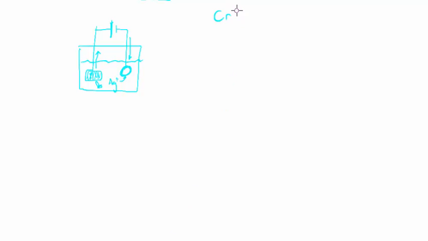So chrome 3 plus gets 3 electrons and becomes chrome. So that's what's happening at the anode. The anode is the one that gets electrons. It's the one where I'm adding electrons to.